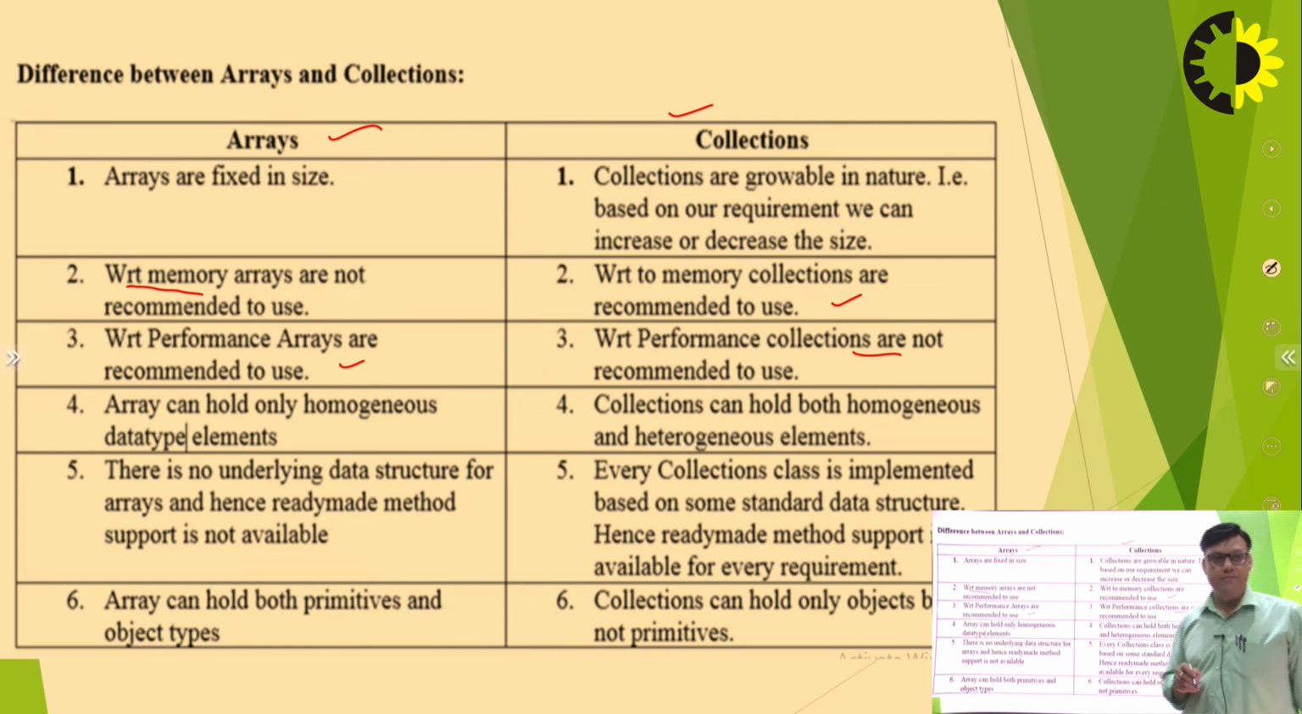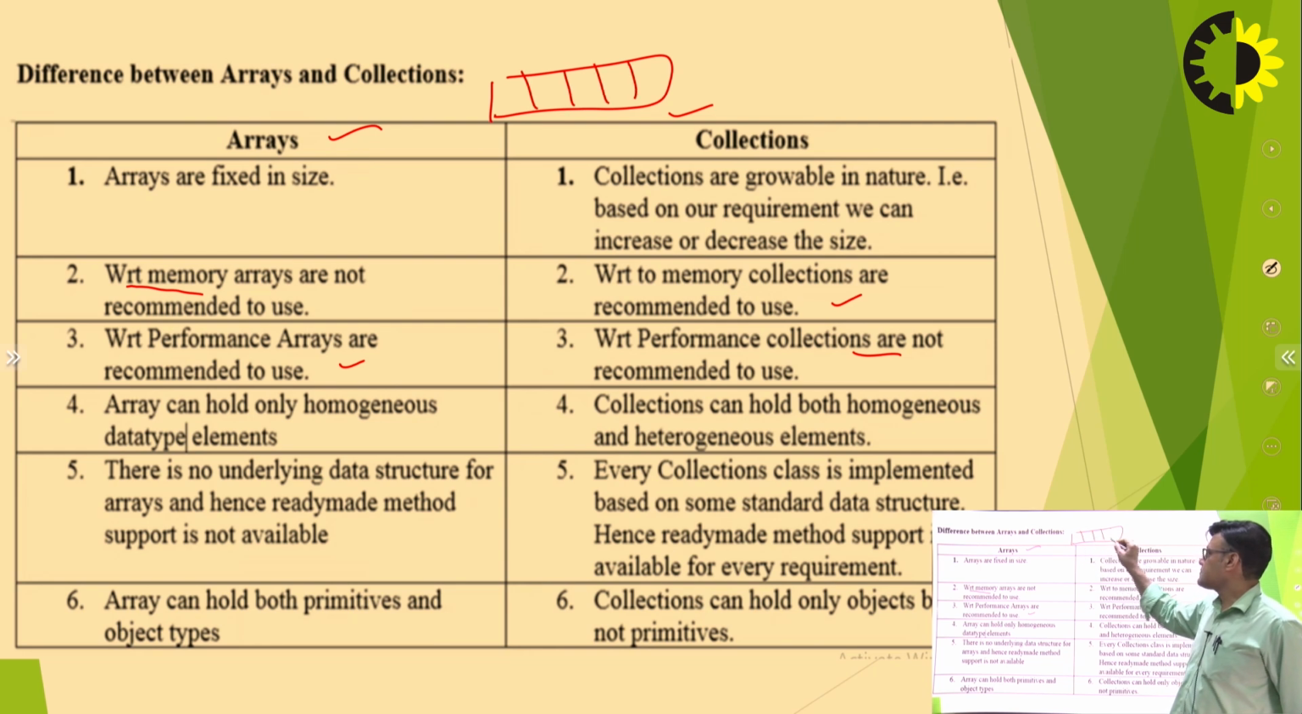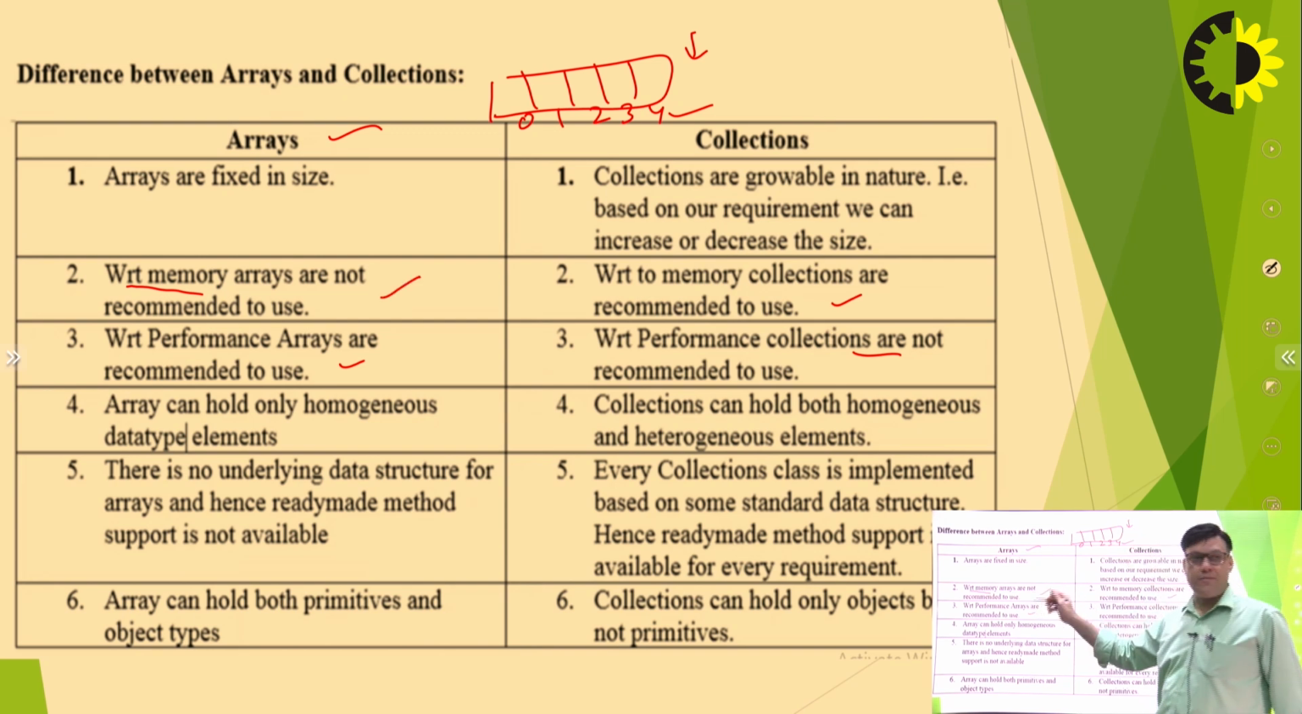What does performance mean here? Let me take an array as an example. We know that the array size is fixed, for example 0, 1, 2, 3, 4. This is the size of the array. If I want to insert a 6th element here, is it possible or not? In case of arrays, it is not possible. So I have written here that with respect to memory, arrays are not recommended.